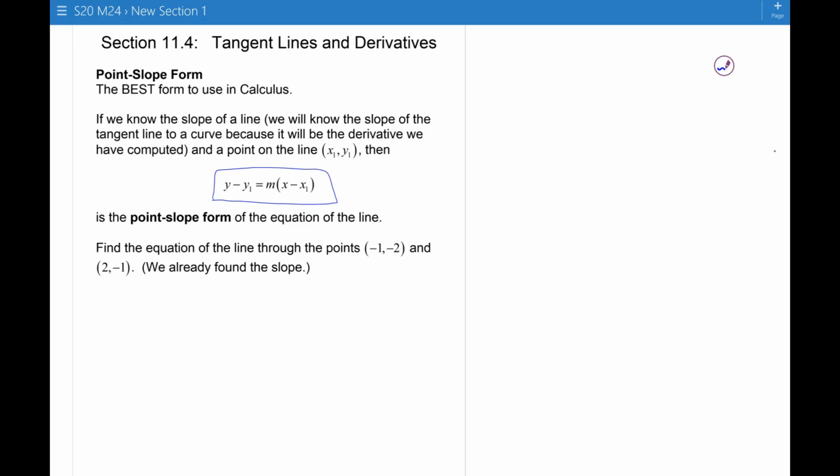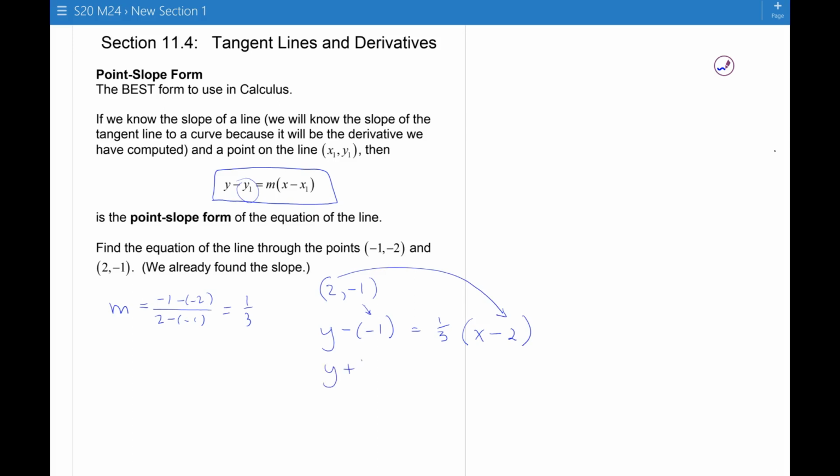So here's find the equation of the line through these 2 points, and we already found that the slope was -1 minus -2 over 2 minus -1, or 1/3. So that's our slope. Then we can use either one of the 2 points. So let's use the second point because it doesn't have both numbers negative. So we'll have y minus -1, the y coordinate of the point I know, equals 1/3, the slope, times x minus the x coordinate of the point I know. So this is called the point slope form.